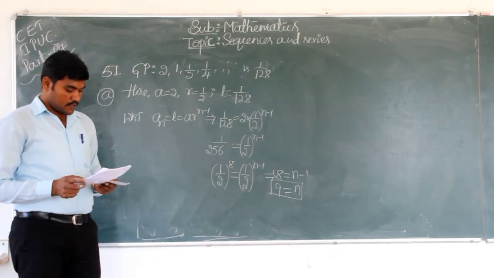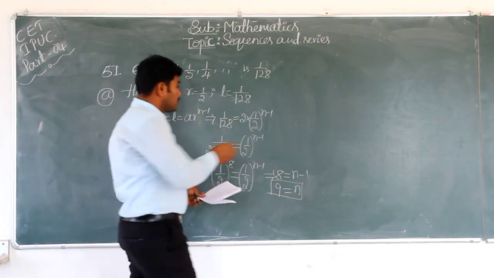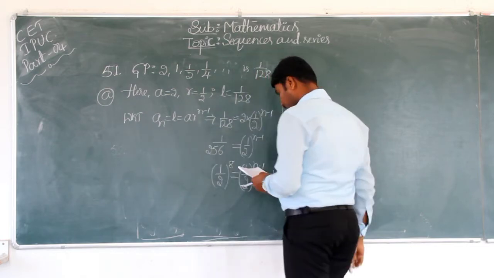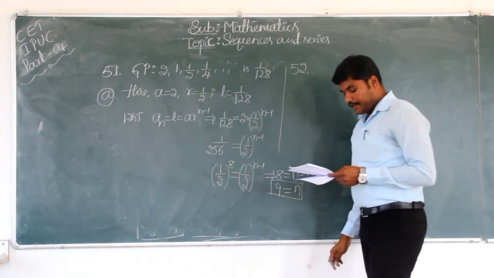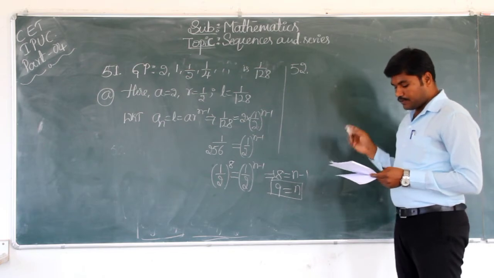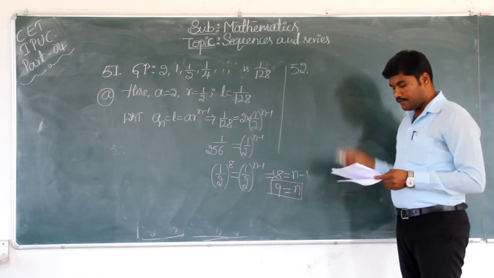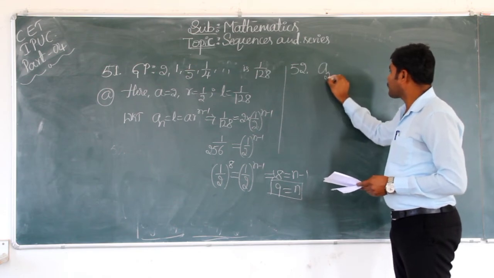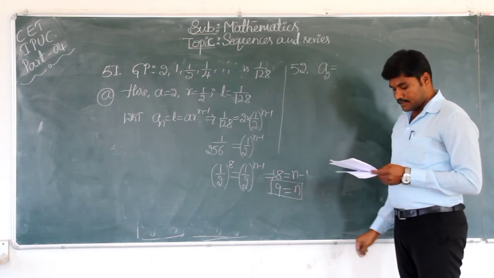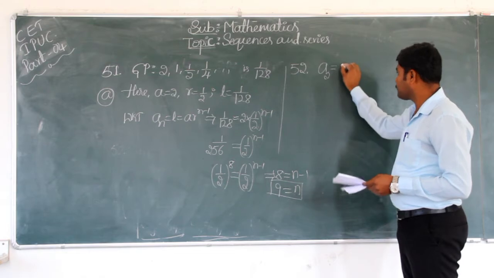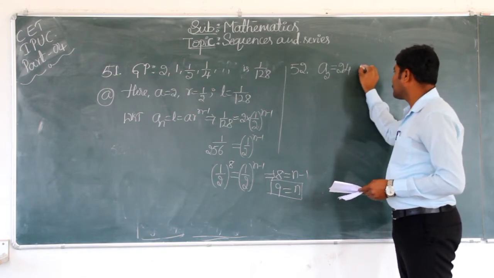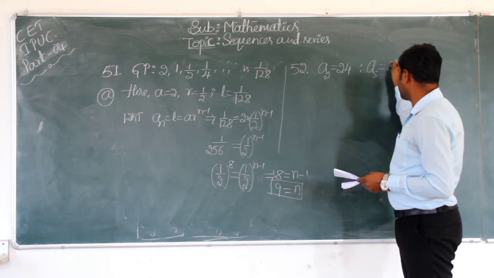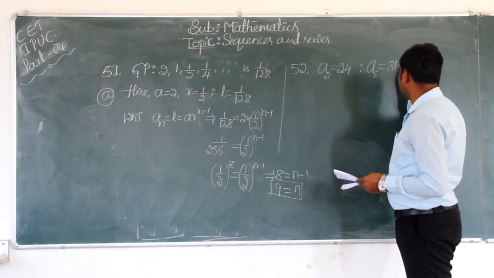Next problem is 52nd. If the second term of a GP is 24 and the fifth term is 81, then the first term is equal to what? Second term of GP is 24, and the fifth term is 81. Then find out the first term.